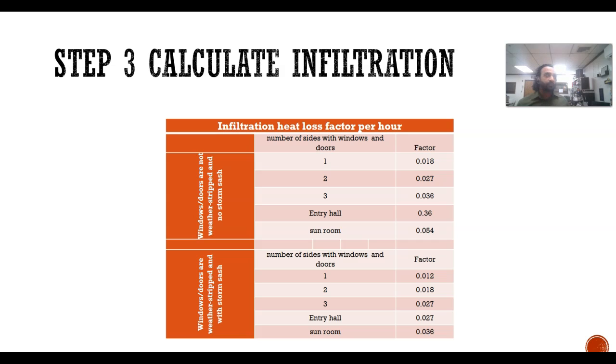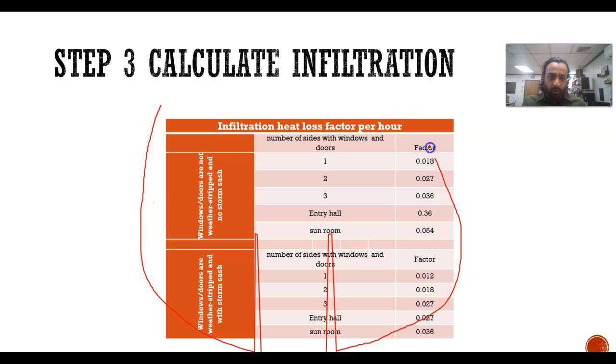Step 3. So we get the rooms, we get the calculation. We'll do step 3, which is calculating infiltration. This table is just copied from your H22 book, and it's factors for windows with storm sash or without storm sash, but they are new types of windows. So they are either weather stripped or not weather stripped. And you can see that the factor is based on the number of sides with windows and doors in them.